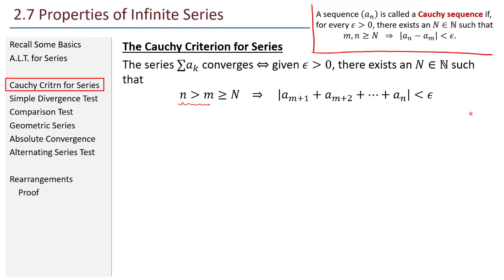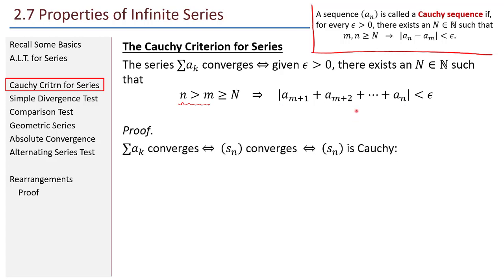Okay, so maybe pause the video if you need to and think about that for a second. Where in the world does this strange summation come from? And in the proof, we will see exactly where it comes from. So here we go. The proof is very easy, not bad. Our series converges if and only if the sequence of partial sums converges, and we know that a sequence of partial sums converges if and only if that sequence of partial sums is Cauchy. So let's think about what it means that the sequence of partial sums is Cauchy.